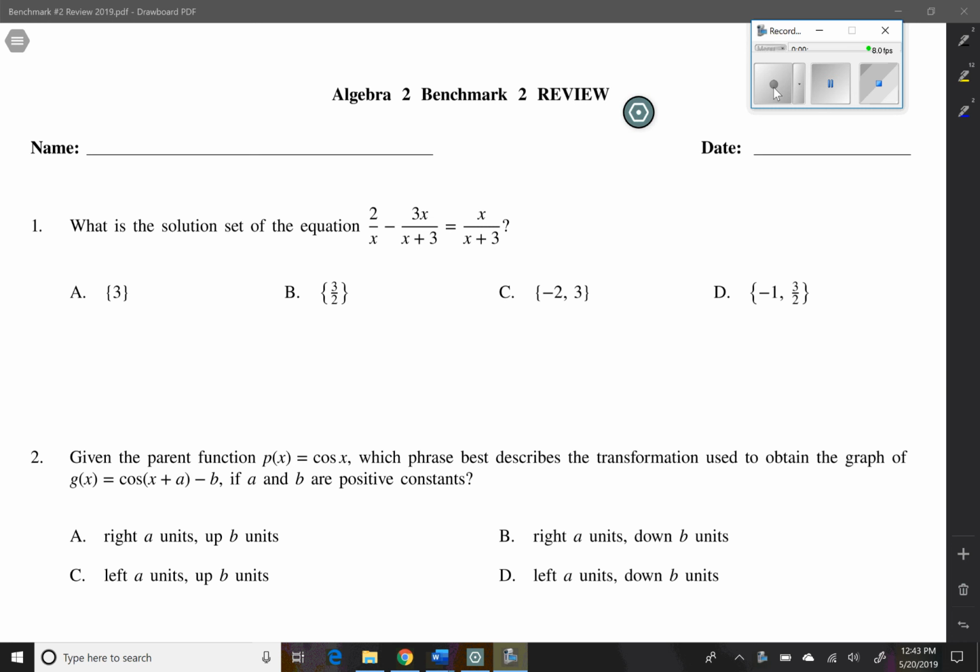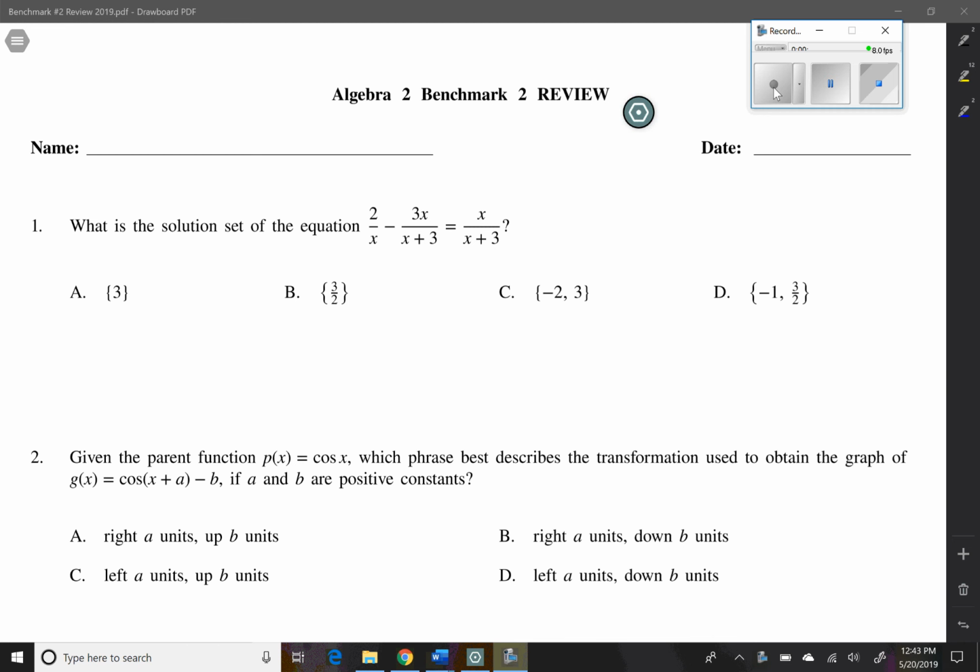All right, so this is our second benchmark, just like the first one. It's going to be all multiple choice questions, and I want to go through some of the answers here with you. I will also attach the PDF file of this, so if you want to try it again later, or you just want a list of the answers and you don't want to watch the whole video, you can do that too. So number one says to find a solution set of the equation.